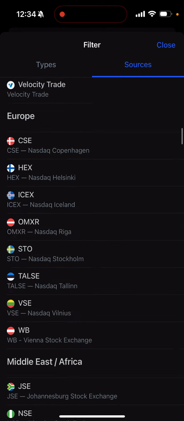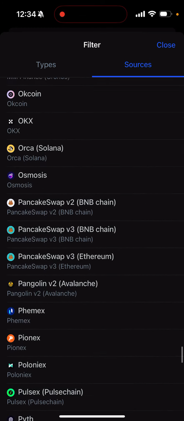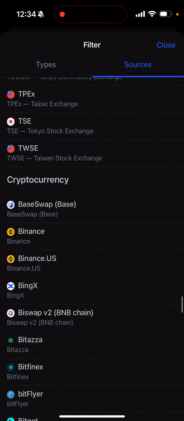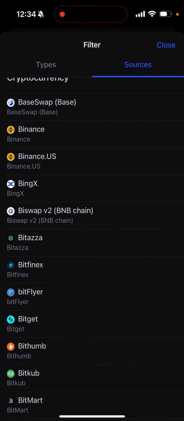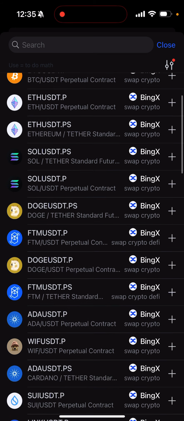What you want to do is go to sources, go all the way down to where it says cryptocurrency. There you go, cryptocurrency. And what you want to do is find smaller exchanges that end up pushing in smaller coins. Like for example, BingX. BingX is pretty popular amongst my Patreon members. We'll go into any one of these random ones.